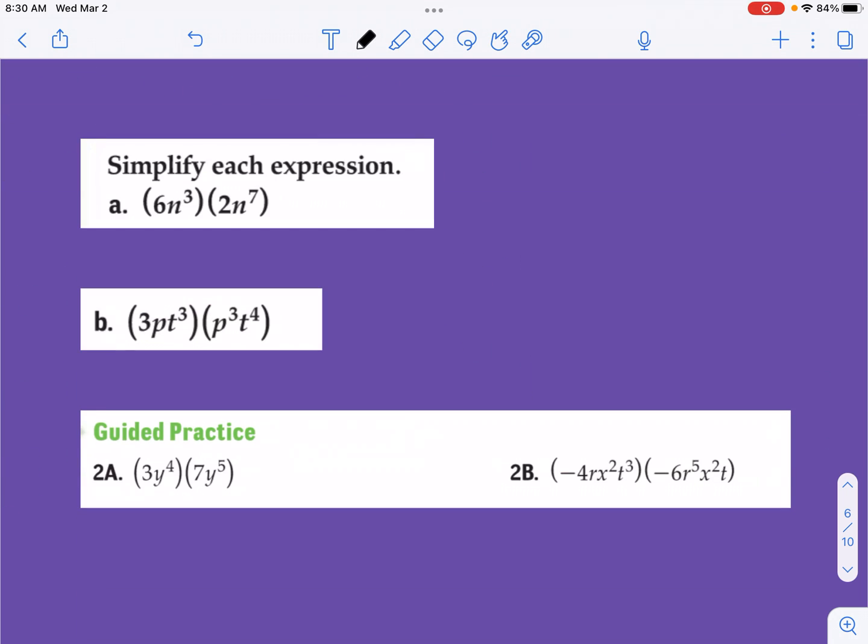Now let's look at some real applications of how this works. Let's look at letter A here. It says simplify this expression. Now the thing is, you have to multiply like terms. I know that's not a commonly used phrase in algebra circles, but I like to use it because I think it's applicable here.